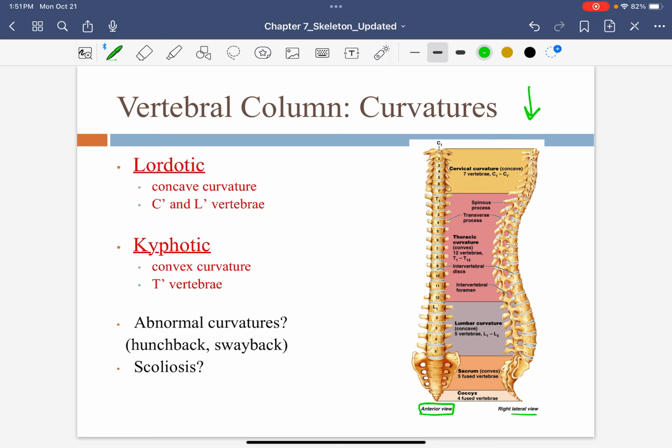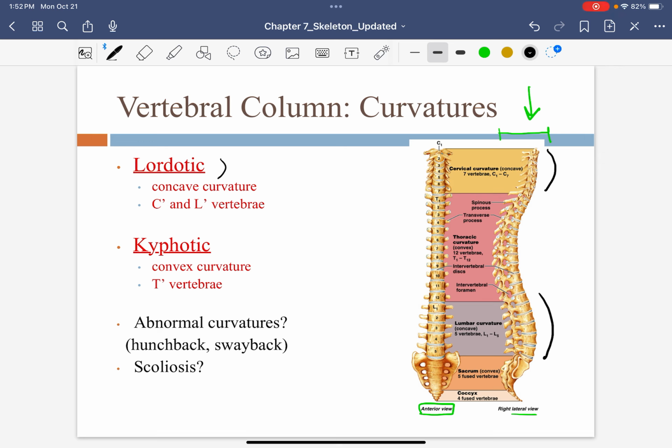The function is it's better weight distribution. By having some curvatures, it widens the area with which we can distribute the body weight that the vertebral column is supporting. We can name these. So let's do that. This is like a backward C. That is called a lordotic curve.